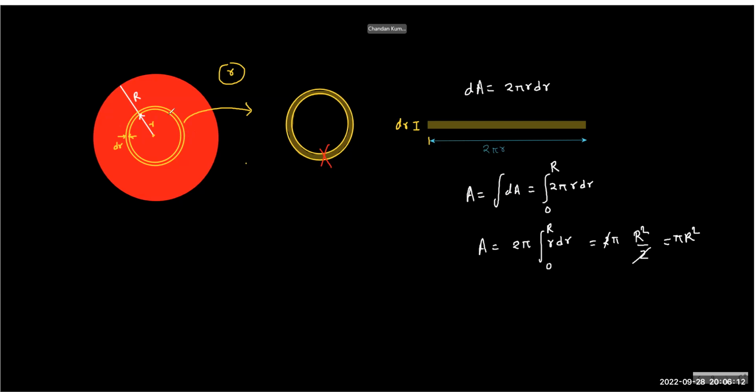Now this is not the only way of getting the answer. What are the other ways of getting the answer? So you can think of a disk as an onion slice. In what other way can you think of it? So we have to think of all possible mathematical ways in which you can cut.